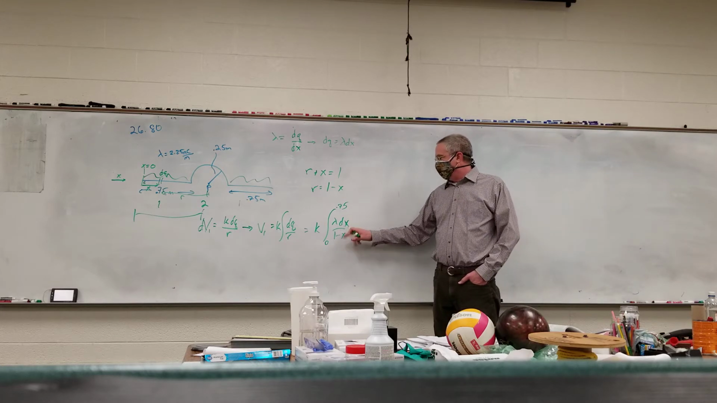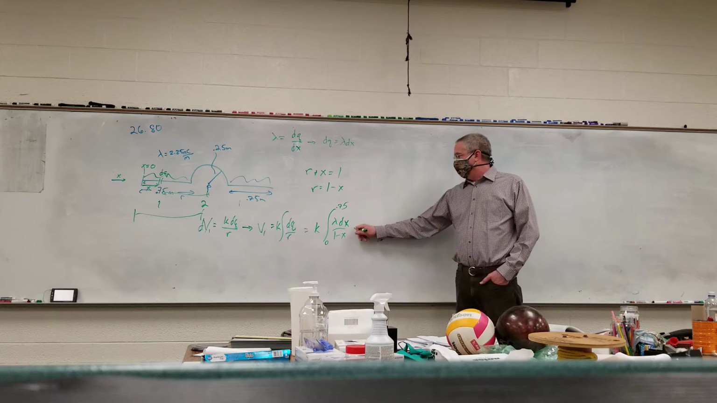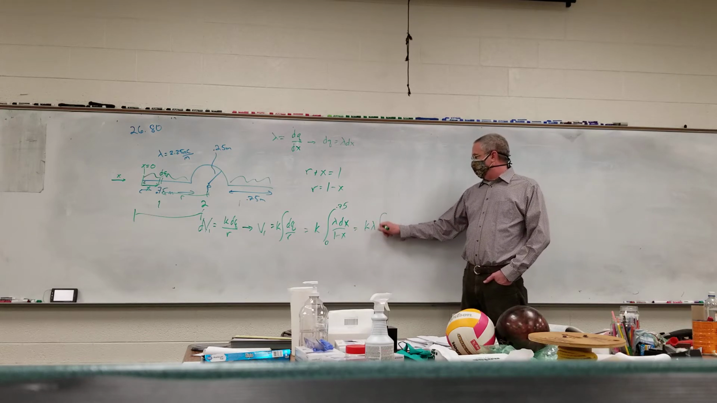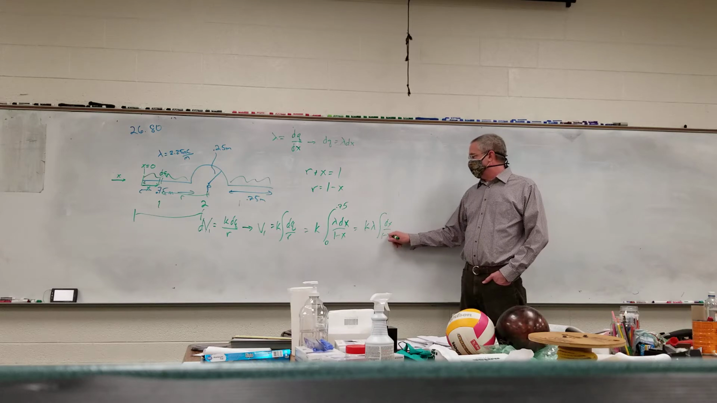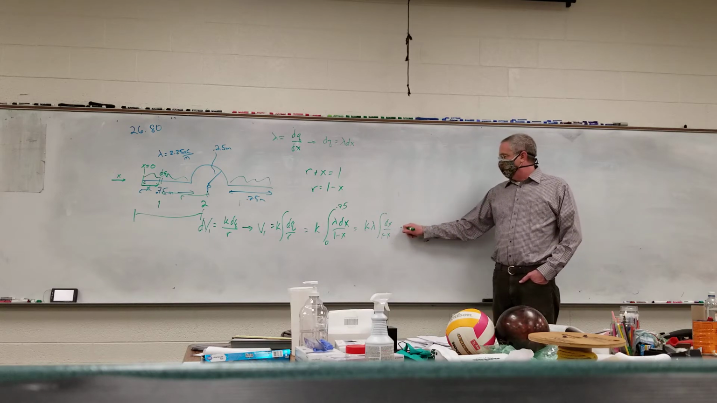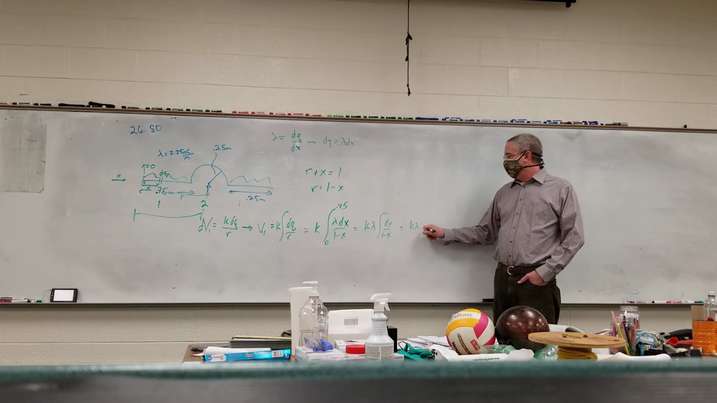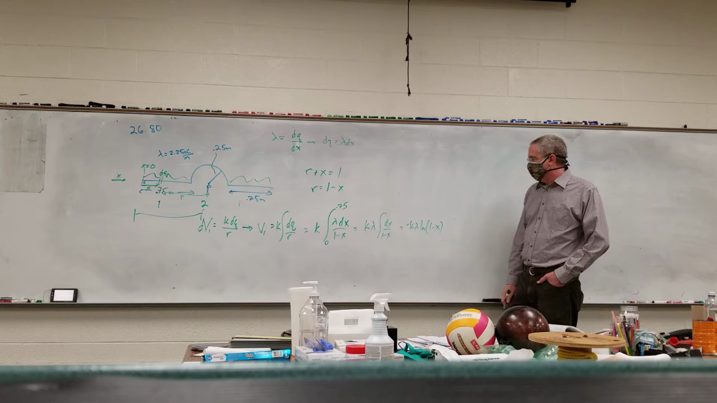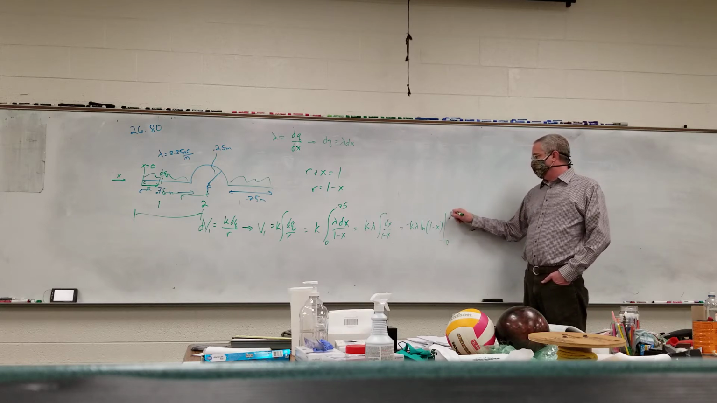That is an x there. Lambda is a constant, so it will pull out. And so I got k lambda integral of dx over 1 minus x, which is k lambda negative natural log of 1 minus x from 0 to 0.75.